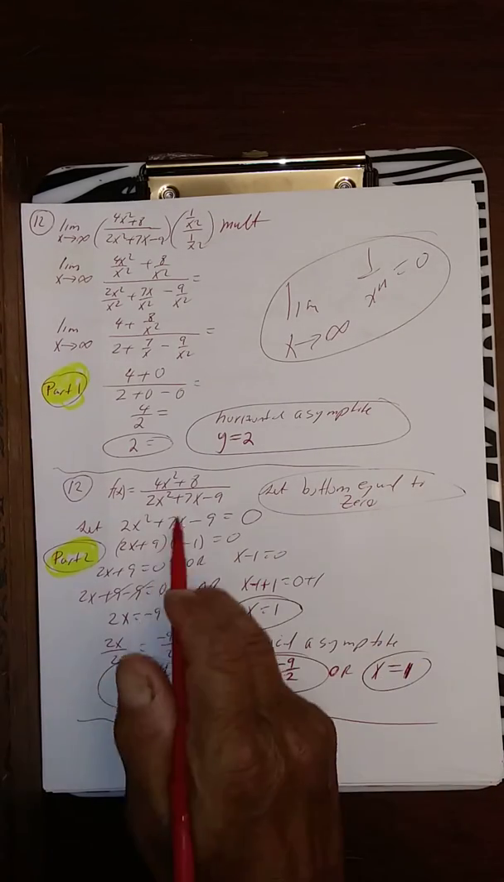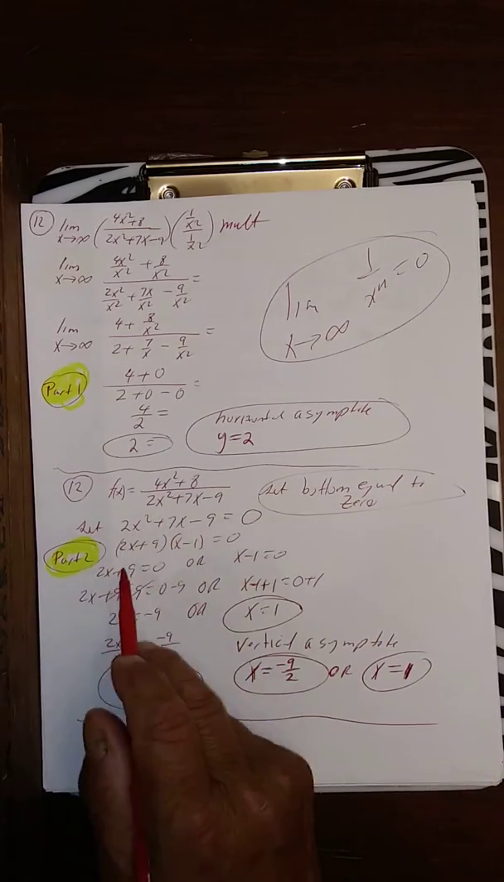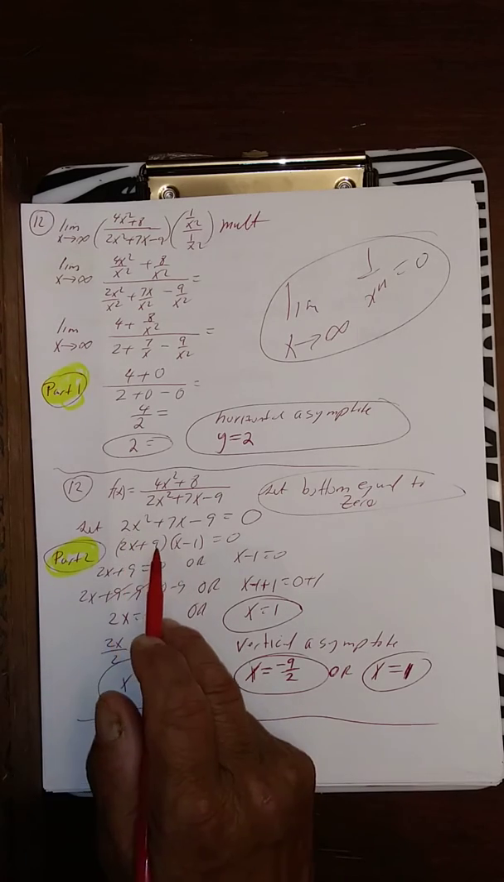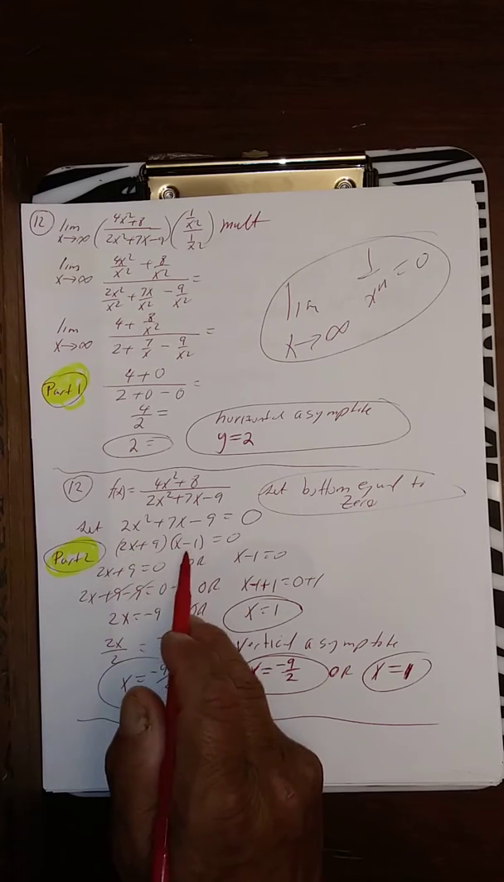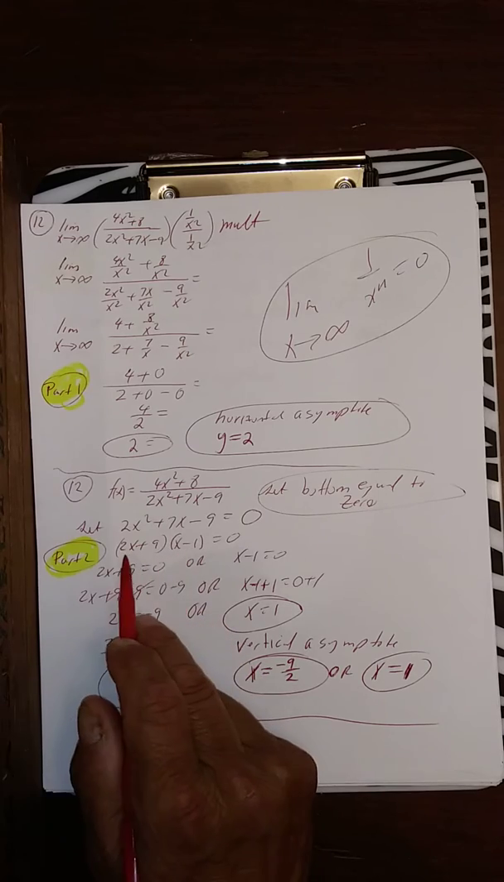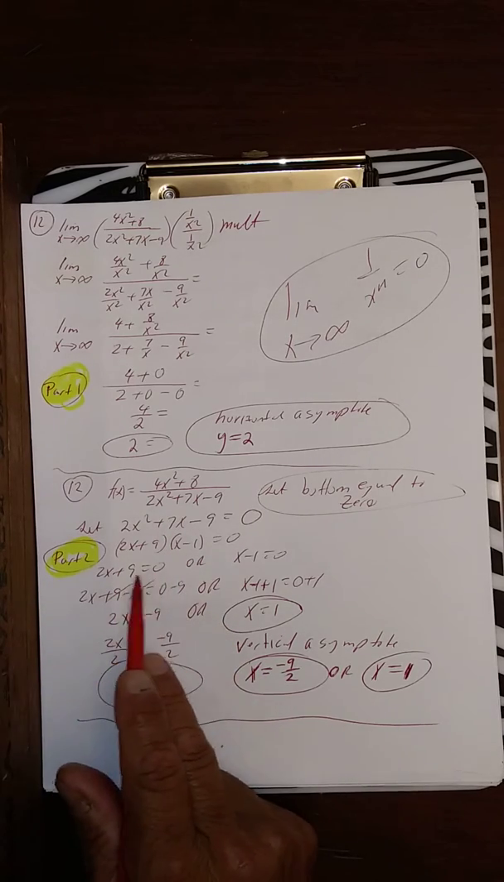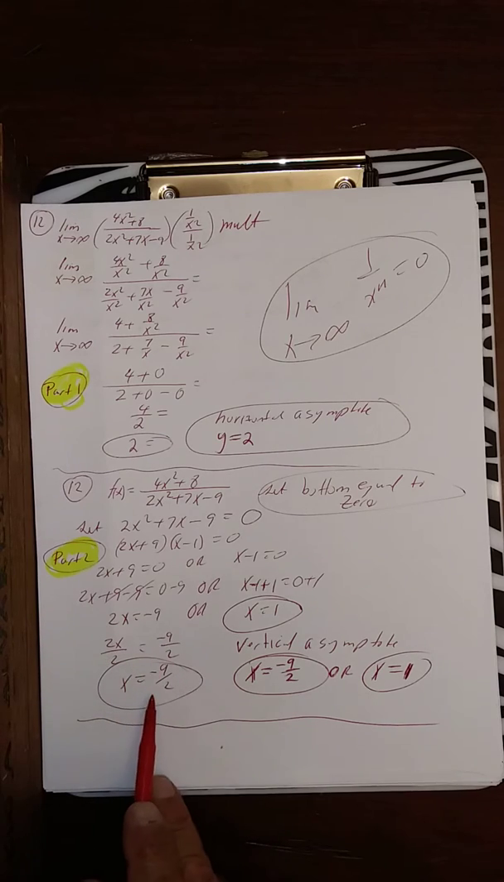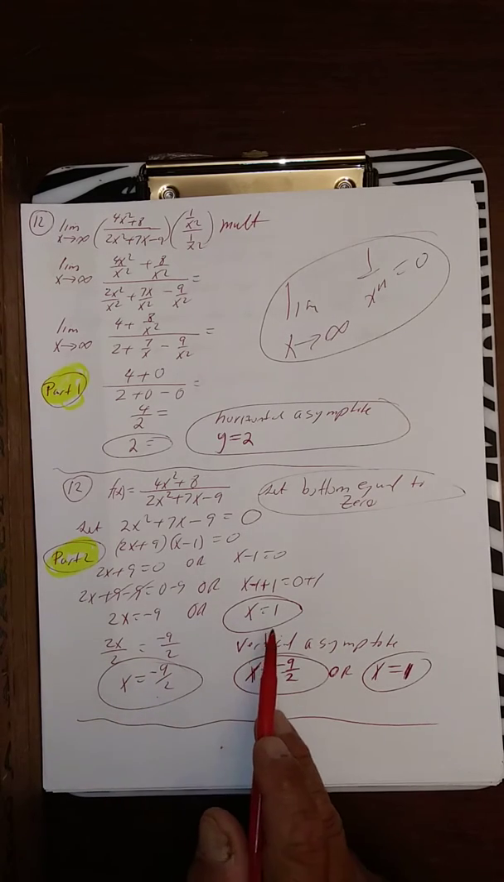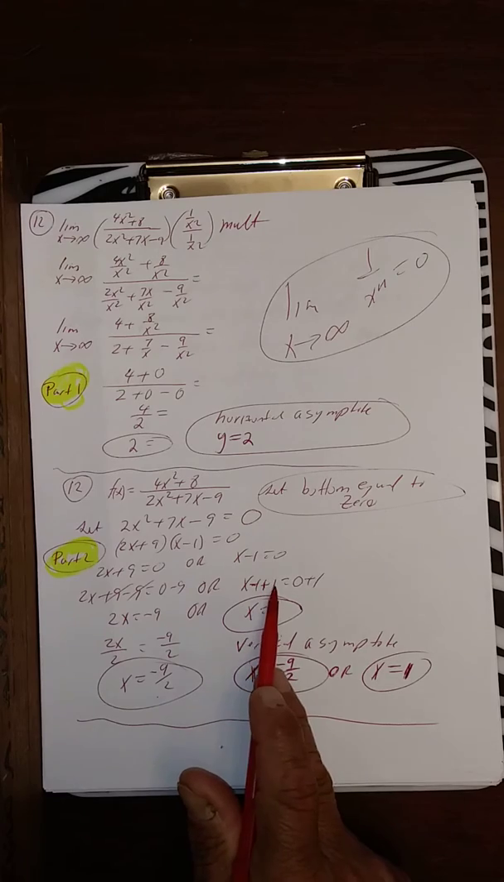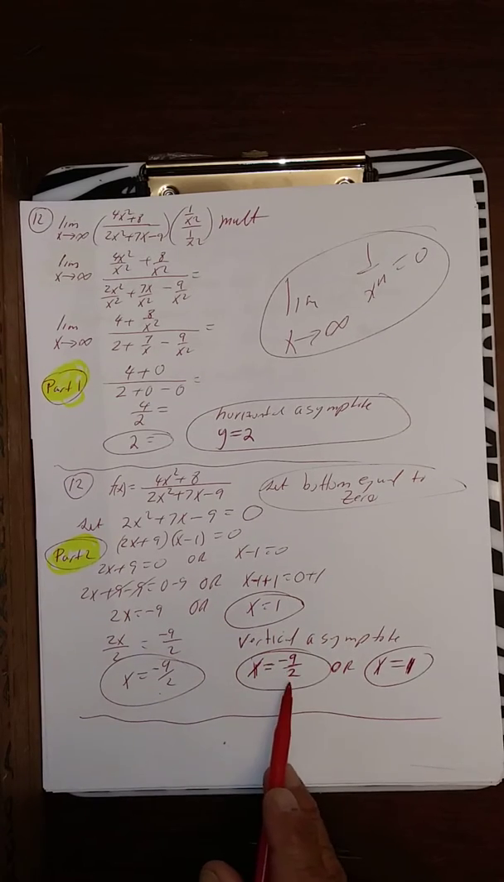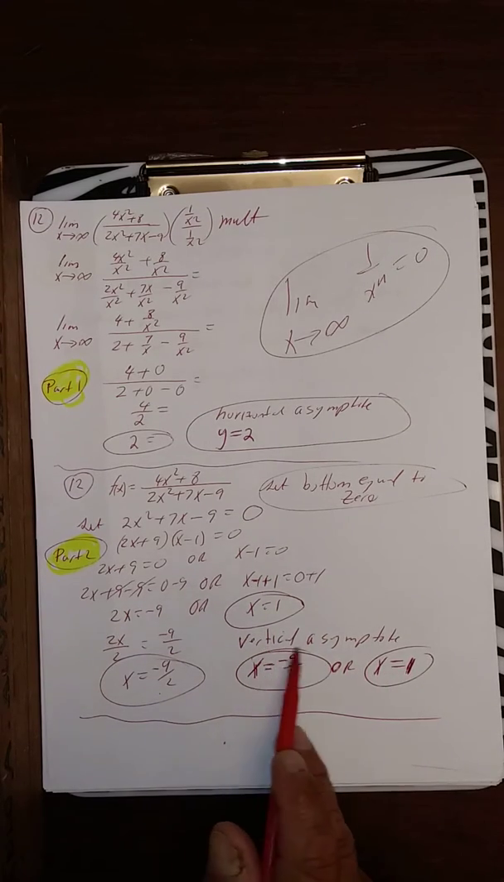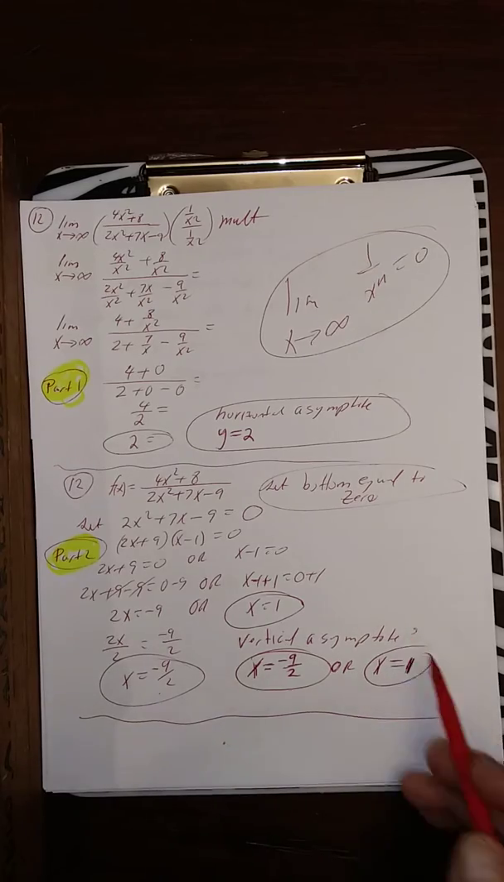Set the bottom equal to 0, this part right here. Set it out, factor it. That's going to be that. That's going to be negative 9. It's going to be 9. And then negative 2 is 7. Set that equals 0. Minus 9 on both sides, divide by 2, so 9 over 2. Over here, add 1. So negative 9 halves and positive 1 are the vertical asymptotes.